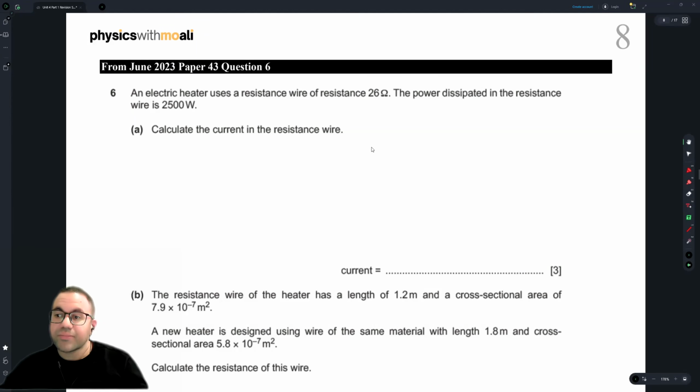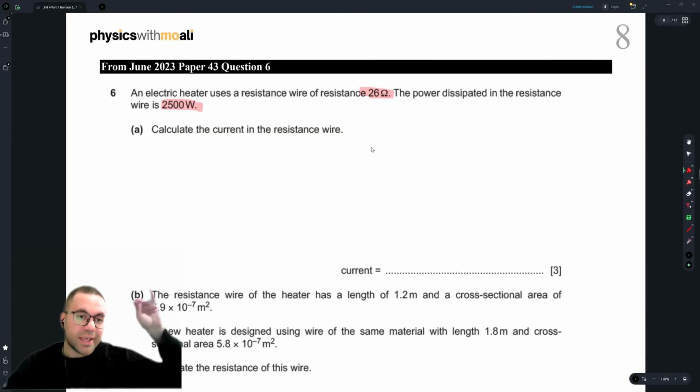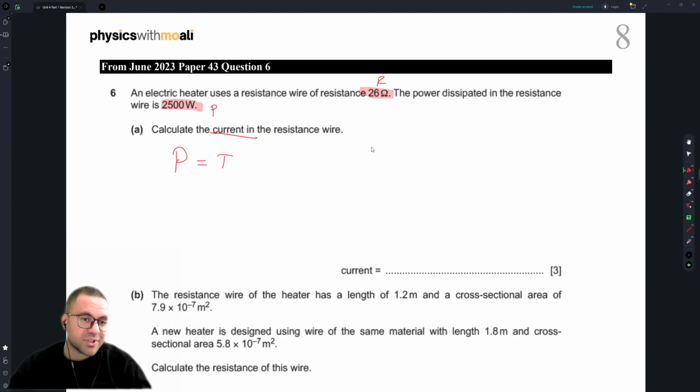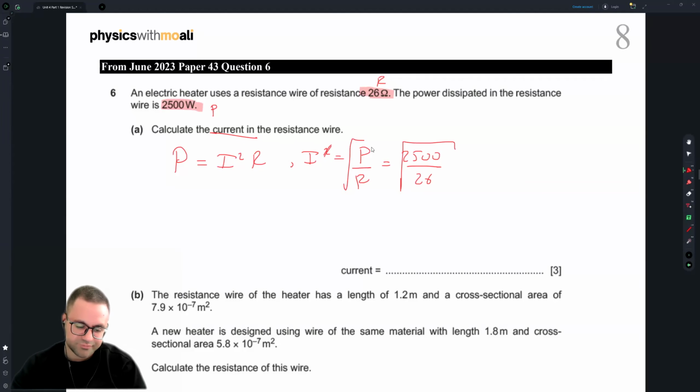So how do I calculate current? Look at what you have. Do not automatically go for V equals IR. I have power, and I have resistance, and I want current. Short way is to use P equals I squared R, which means I squared is equal to P over R. And then I have to square root my answer. So square root of 2,500 over 26, which gives me 9.81. Hey, almost like the value of g, right?